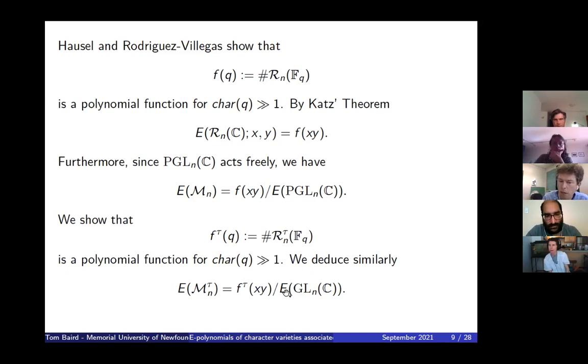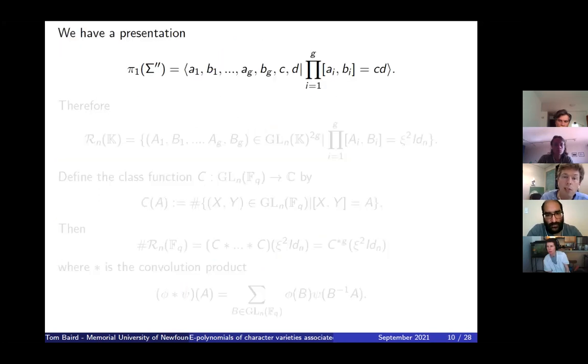Okay, so a minor modification here. We have to divide by the e-polynomial of GL_N because the center doesn't act trivially anymore. But it's essentially the same thing. Okay, once you have a formula here, you can get the e-polynomial. All right, cool. So now the game becomes counting points in these character varieties over finite fields. How to do it?